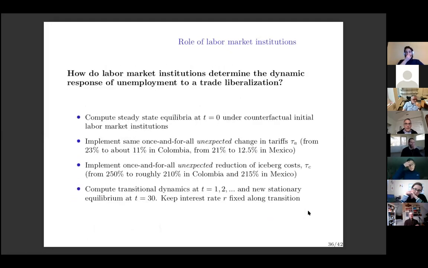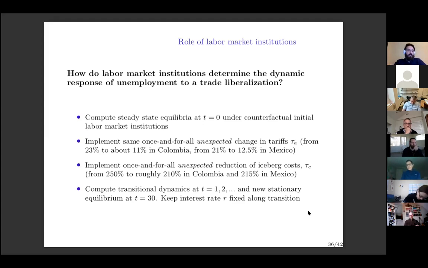Now, the second exercise I'd like to discuss is the following. These differences between the two countries could be driven by the institutions in place, but also could be driven by differences in other parameters that the model can account for. For instance, we have seen that the calibrated adjustment costs are different between the two countries, so they could actually lead to differences in the input response function. So the question is, how much of the difference that we observe in the input response function could be due to differences in labor market institutions?